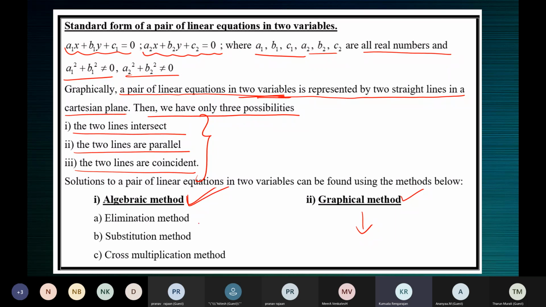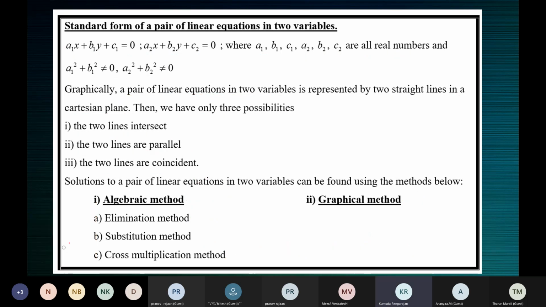In the algebraic methods, we have the elimination method, substitution method, and cross multiplication method. But we have one other method which is called the special method. We'll see that. So we have two ways of solving: algebraic, graphical. Algebraic is like working. You work, you solve it. Graphical is using the graph paper. So you can find solutions to a pair of equations in these two ways.